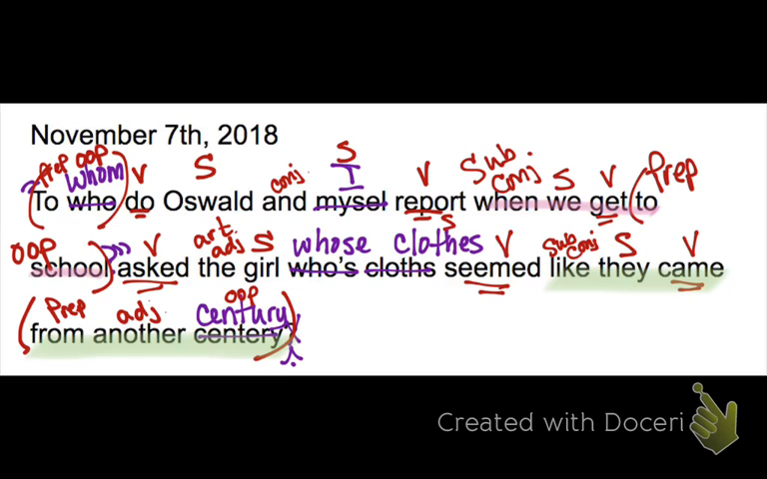Now, what about whose? What is whose related to? Is it connected to another word within the sentence? Whose clothes? The girl's clothes. Whose is called a relative pronoun. We're going to take notes over this today. Here's where the notes are going to come into place. Write this down, please.